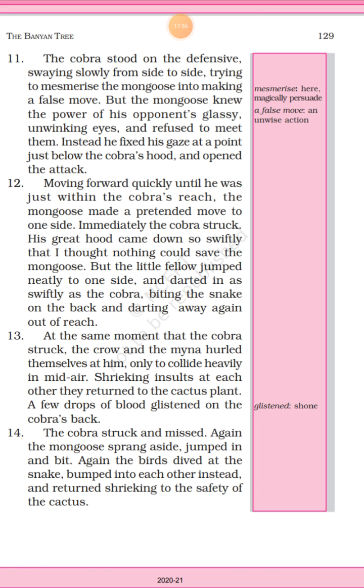What happened at this time? The few drops of blood glistened. Glisten means what? You can see shining on the cobra's neck. That's shining. Some of it is falling on the floor.